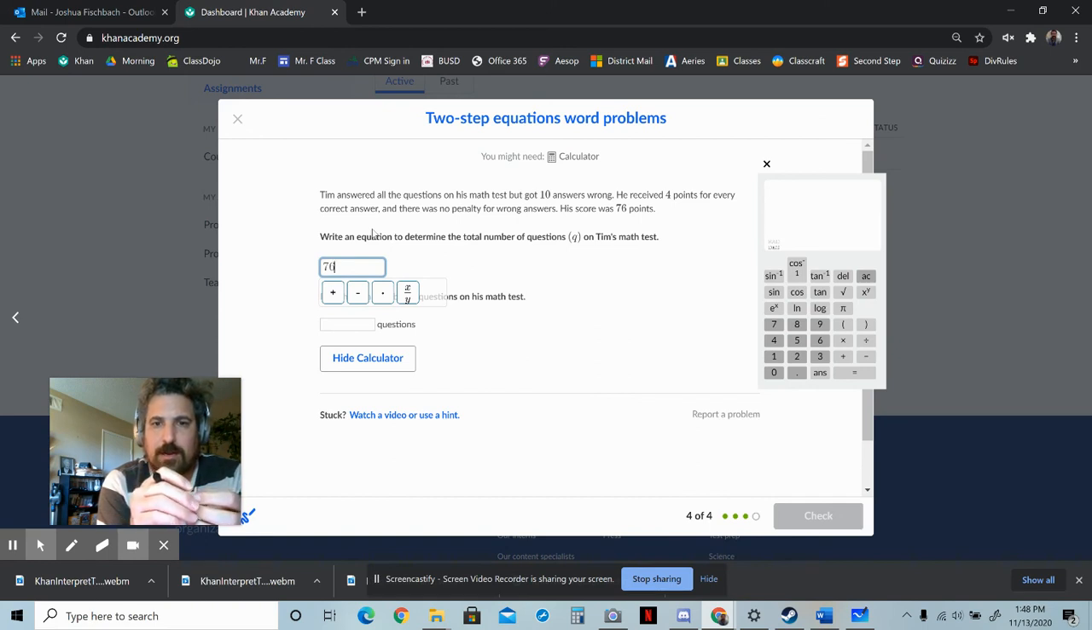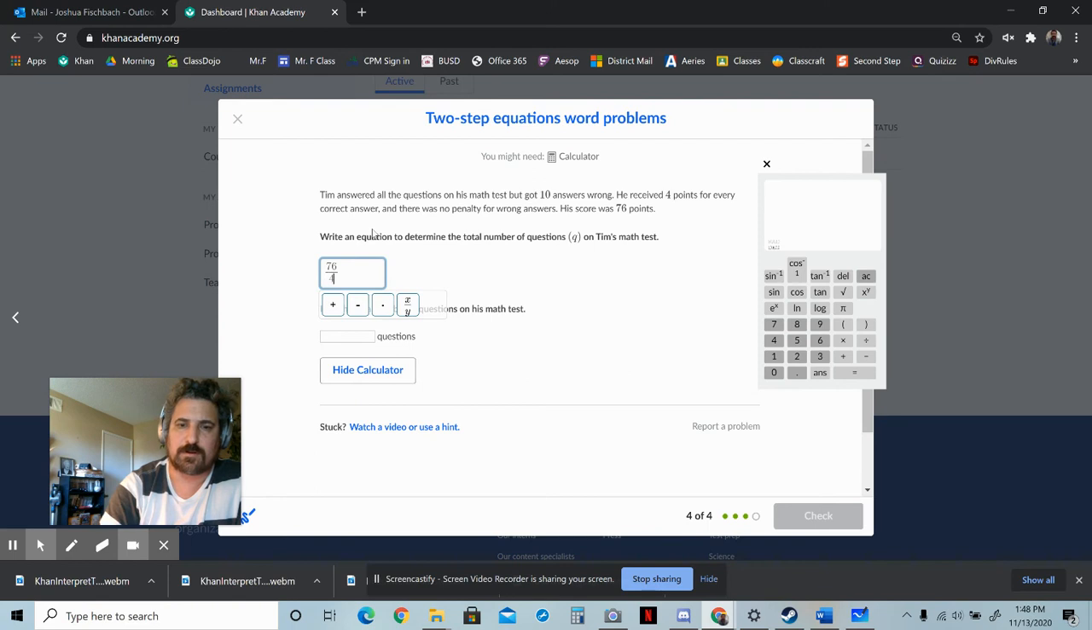So if you took that 76 and you divided it by 4, that would tell you the number of questions that he got right, because he got 76 points, and it's 4 points per question. So 76 divided by 4 would be the number of questions that he got right. And we know that number of questions that he got right isn't the total number of questions, because he got 10 wrong. So if you take the number of questions he got right and you add 10 to them, which are the number of questions he got wrong, together that would equal the total number of questions, which is Q.